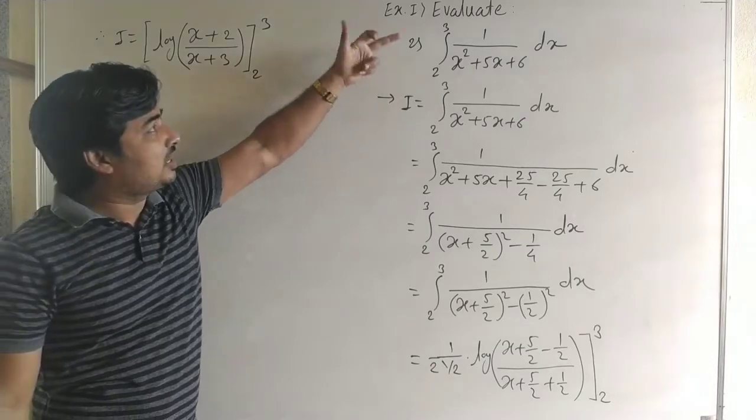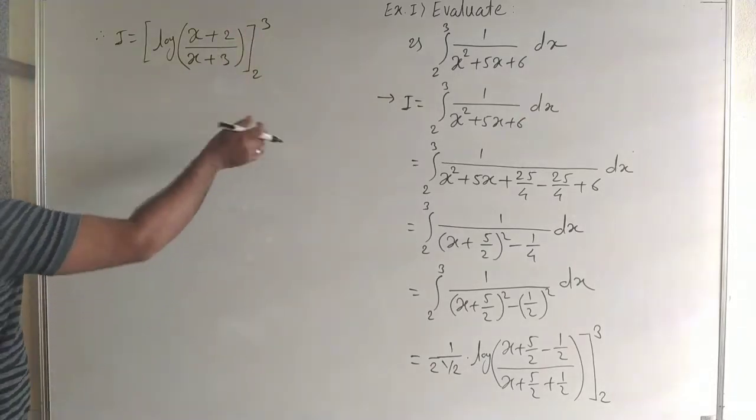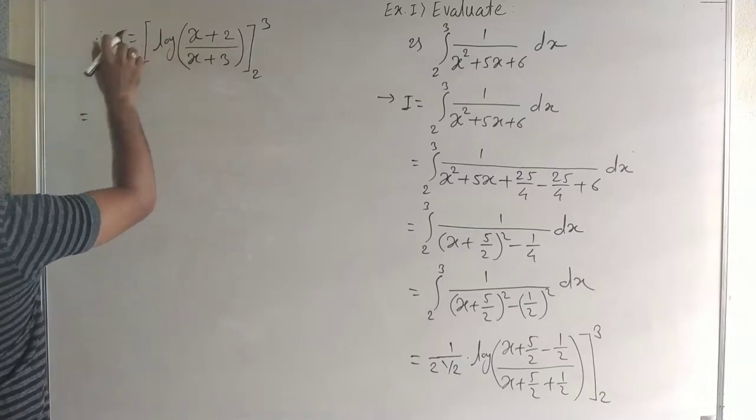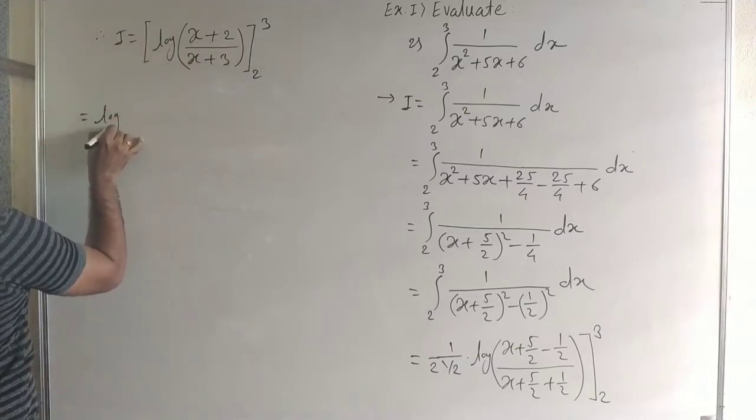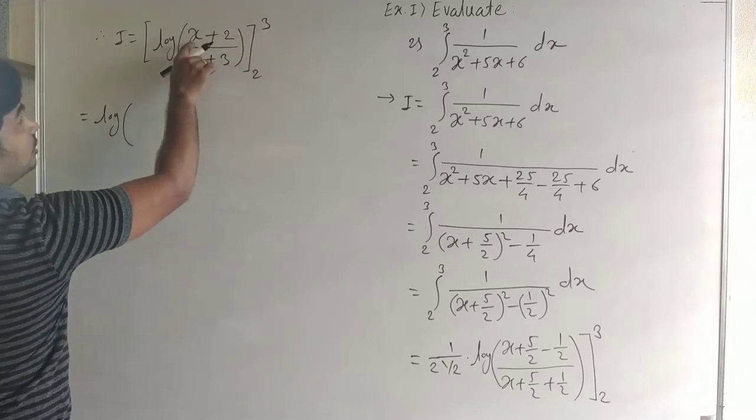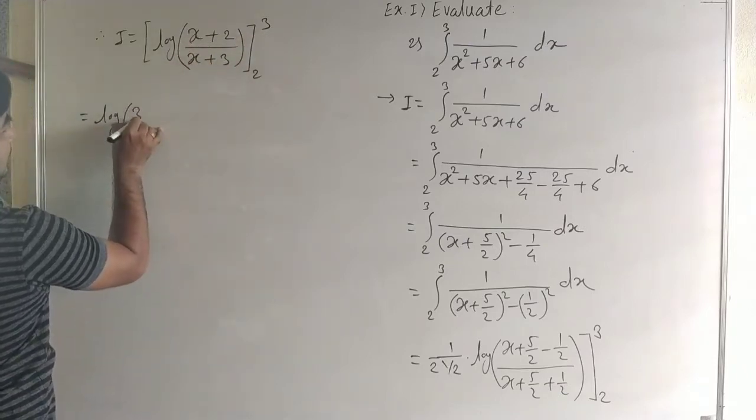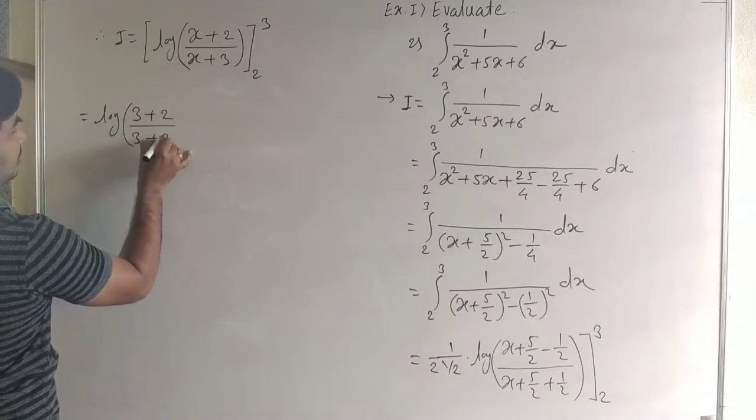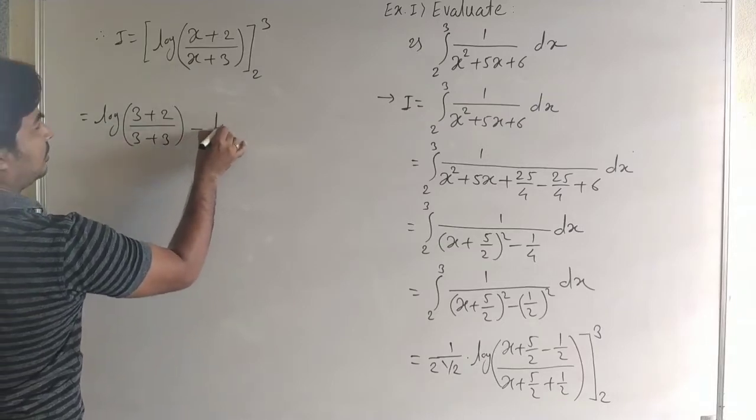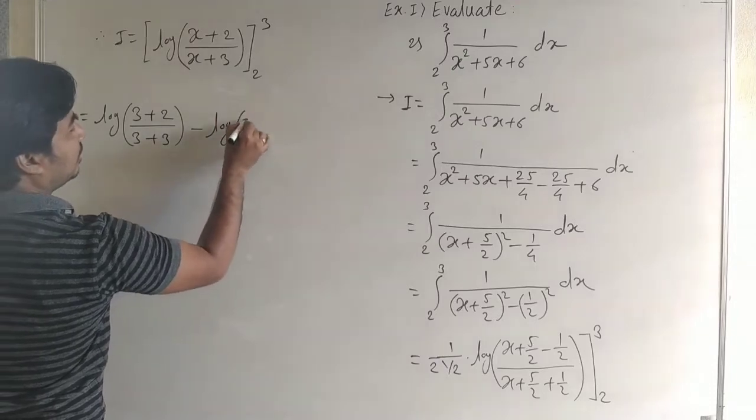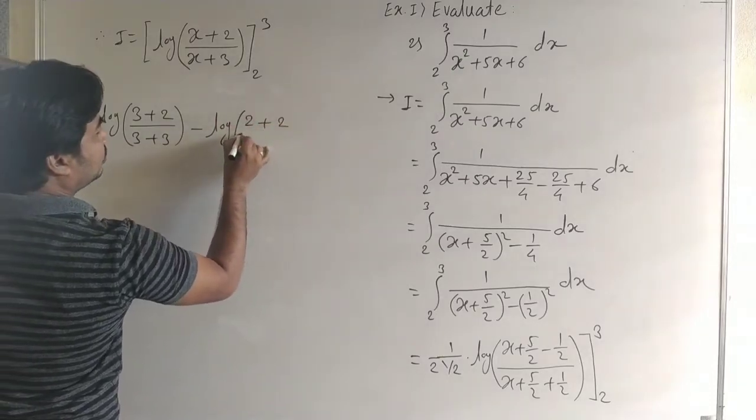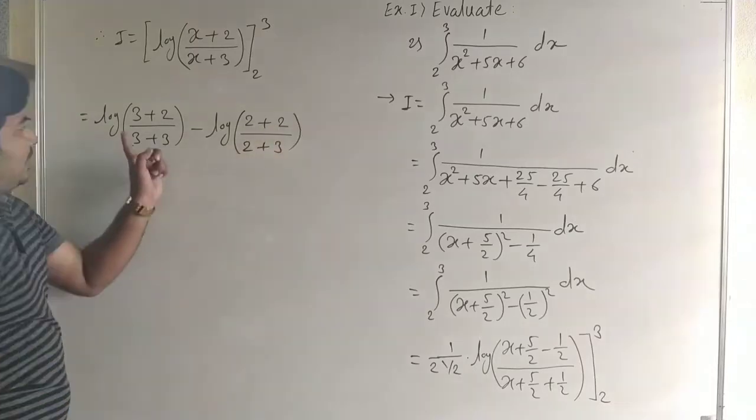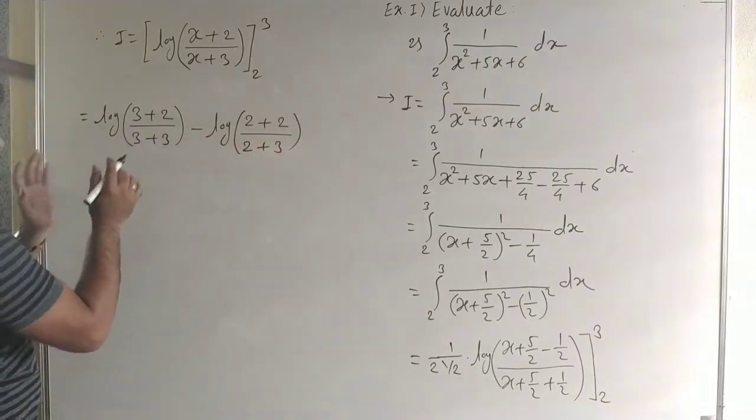Okay, and here limits are given, that is 2 to 3. Now first we put the upper limit, then minus the lower limit. Okay, here what is the upper limit? It is 3, therefore x is replaced by 3, then log of (3 plus 2) upon (3 plus 3), minus the lower limit, log of (2 plus 2) upon (2 plus 3). Here upper limit minus lower limit. Now we calculate this.